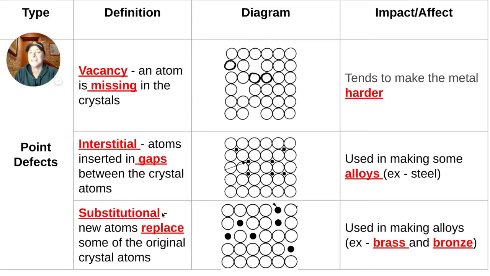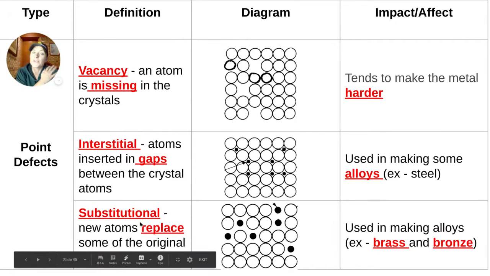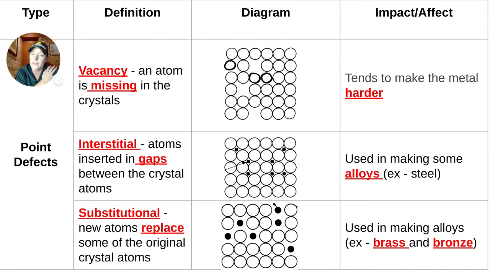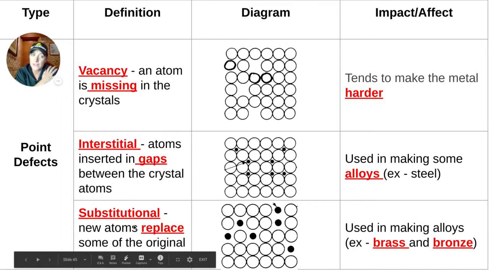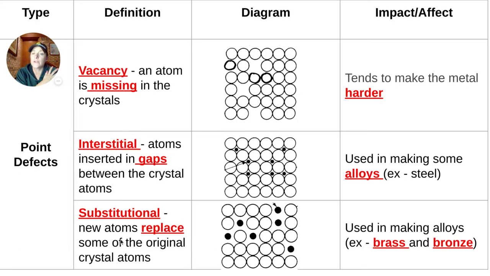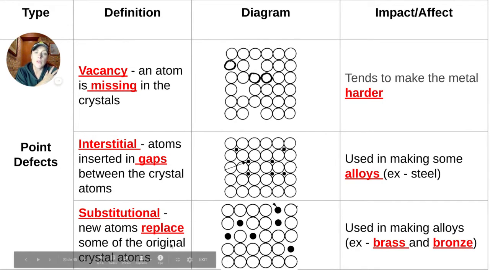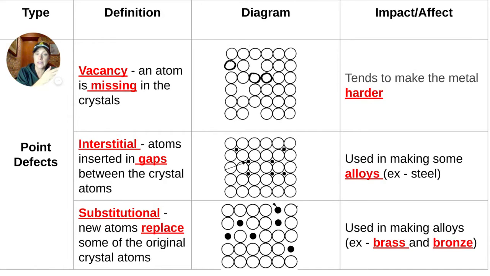Then there's substitutional. So substitutional is another type of alloy that can be made. It's a type of point defect, creates an alloy like brass or bronze. And this is whenever a new atom replaces some of the original atoms. So in here, whenever we're making brass or we're making bronze, we have two different metals that are going to combine together to make this.